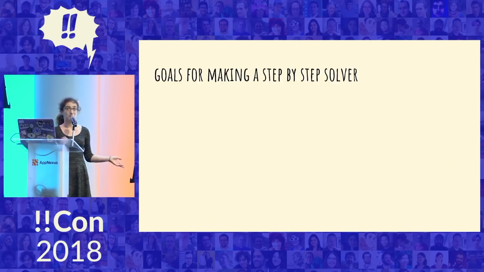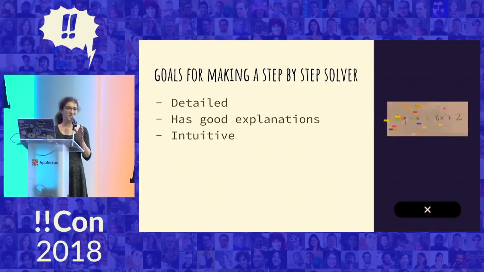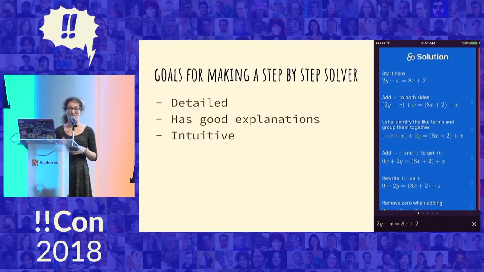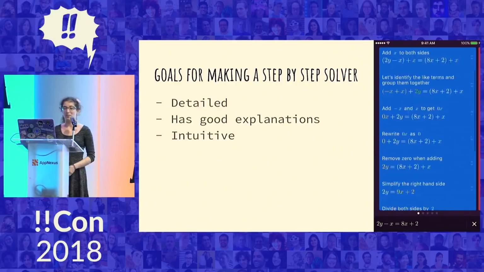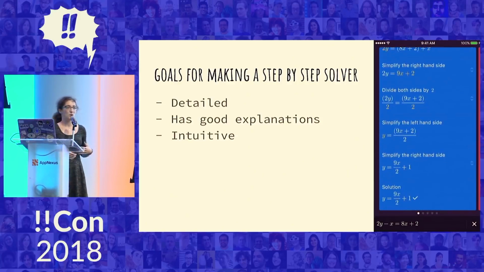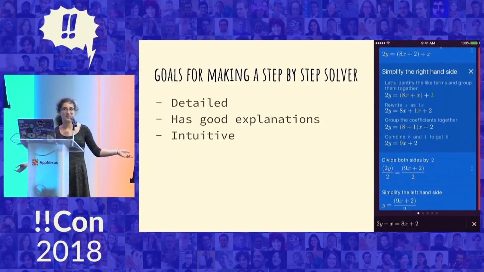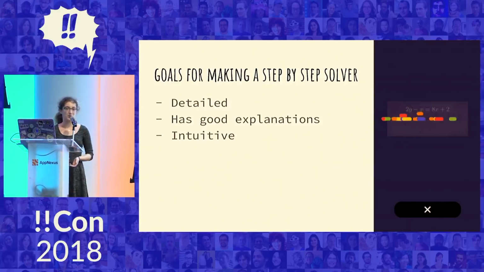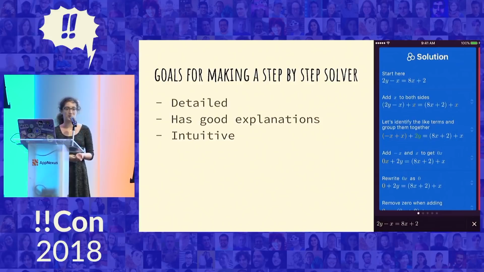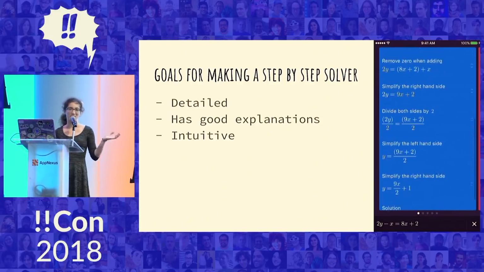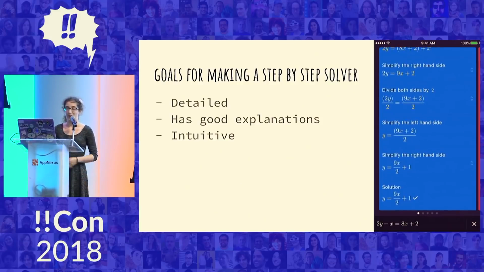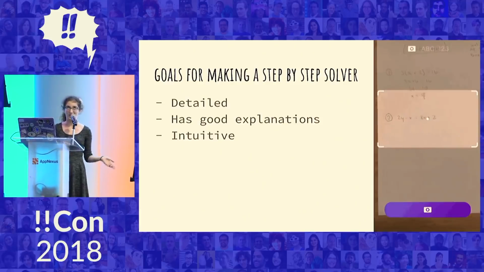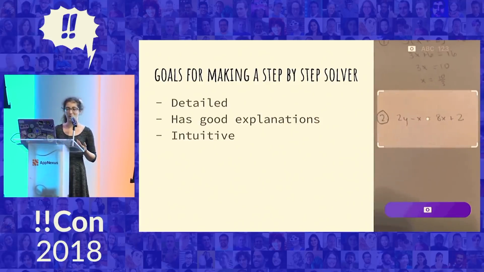And these were some goals we had for a step-by-step solver. So it should be detailed, so not just here's the answer, but also all the ways that you get there. It should have good explanations, not just what the steps are, but why. And it should feel intuitive. So the things that the algorithm comes up with should be something similar to what a human might come up with, not just some weird answer that gets you there. And nothing was free and open source and focused on teaching, and so we built our own algorithm.